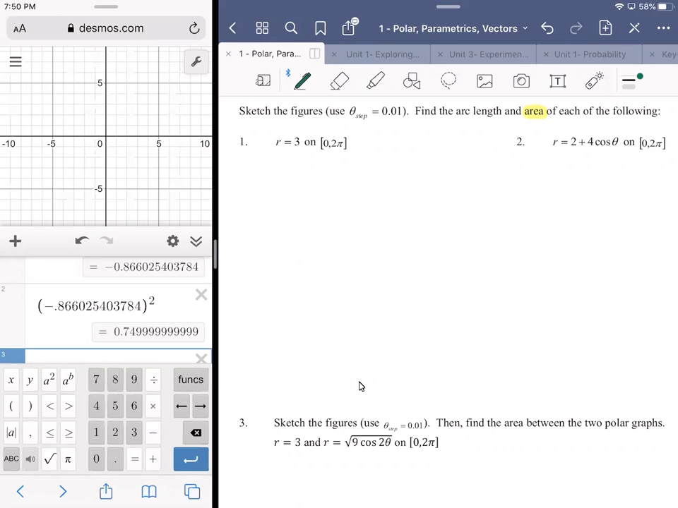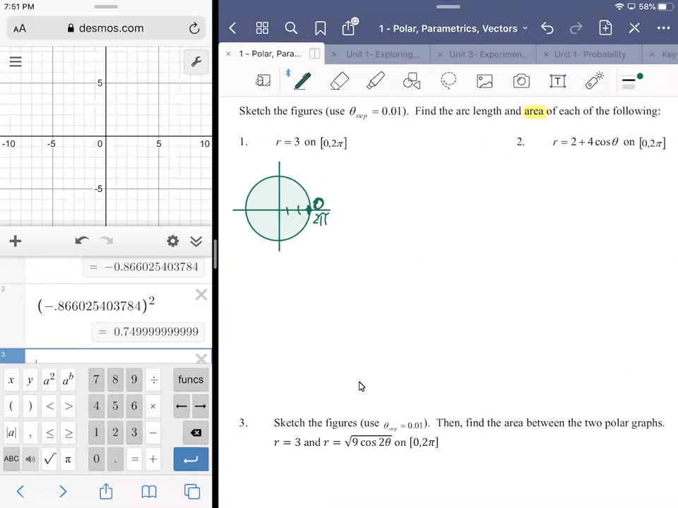So I have r equals 3 on the interval of 0 to 2 pi, right? So I'm just going to draw a quick sketch of that. Here's 0, here's 2 pi. It's a closed loop with a radius of 3. So we already know what the area is supposed to be because we can just use area equals pi r squared, but that's not the purpose of this, right?